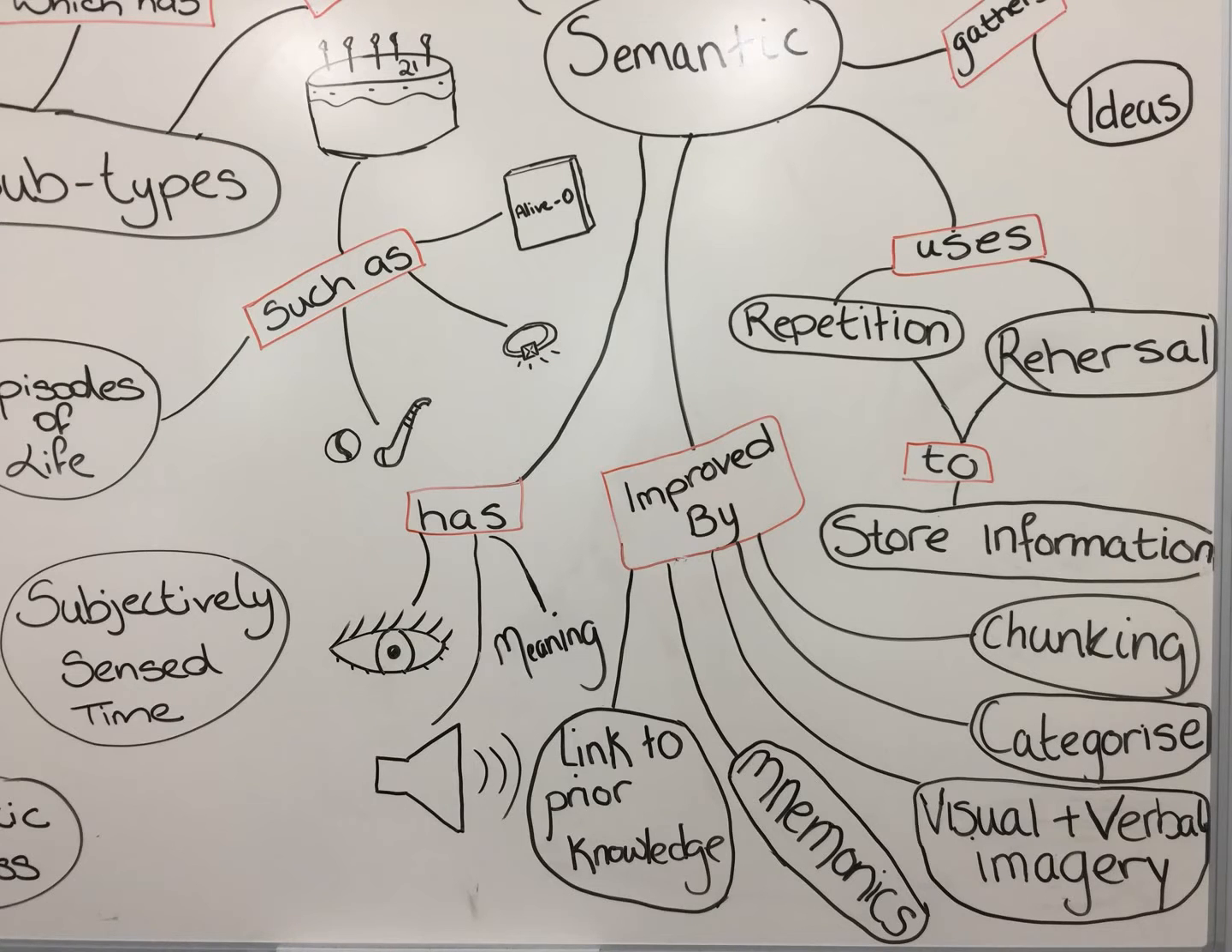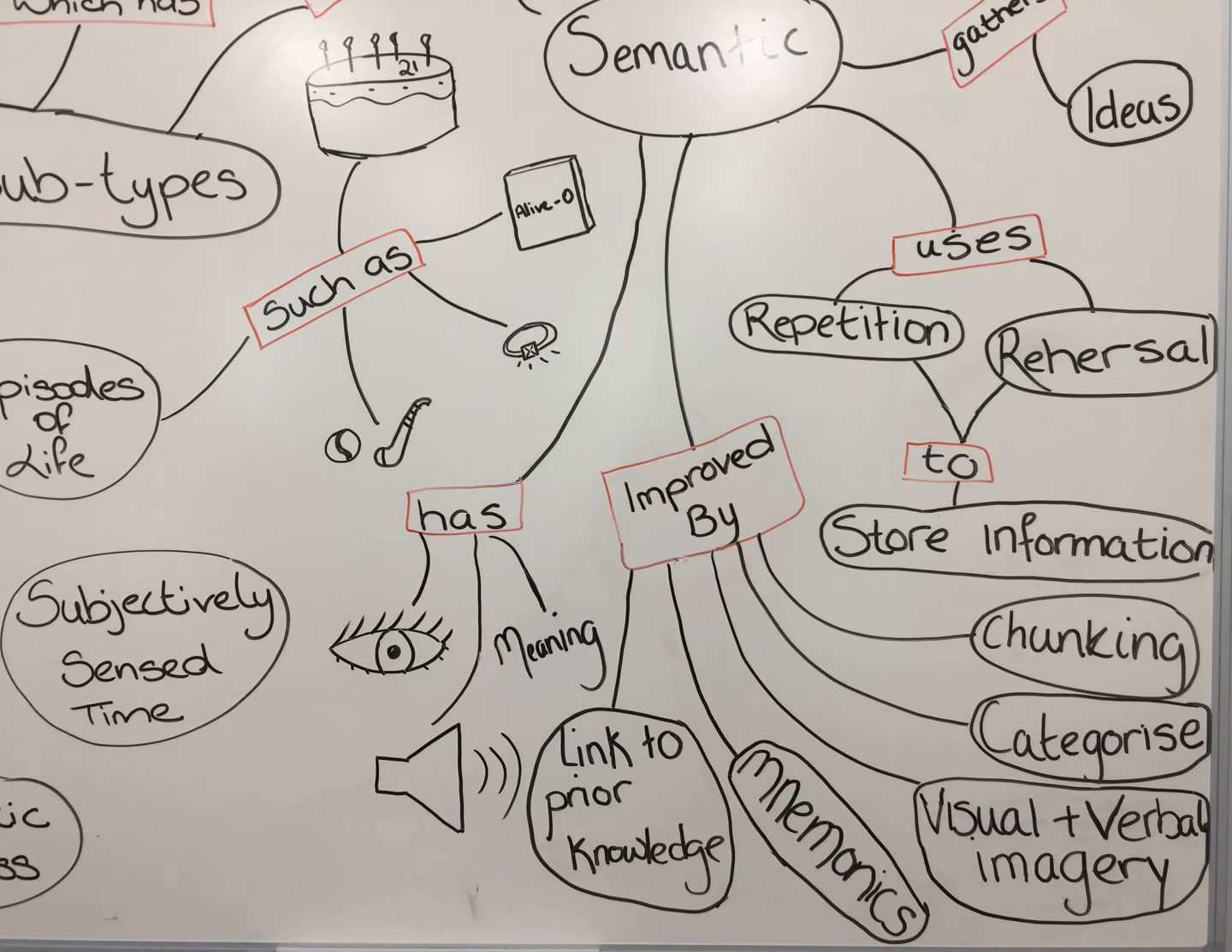Semantic memory can be improved in different ways, such as chunking. For instance, a phone number, 087 256 6789, can be broken into 3 parts, such as 087, 256, 6789. Categorizing. We could categorize different breeds of dogs into big dogs, such as a Labrador, St. Bernard, and German Shepherd, and small dogs, such as Jack Russell, Shih Tzu, and a Pug.